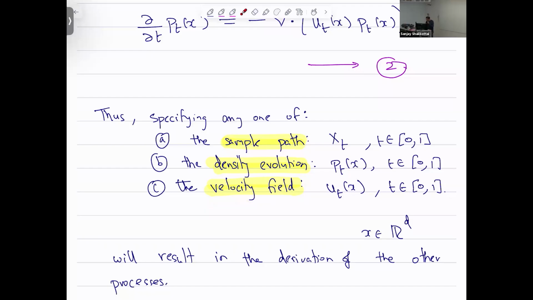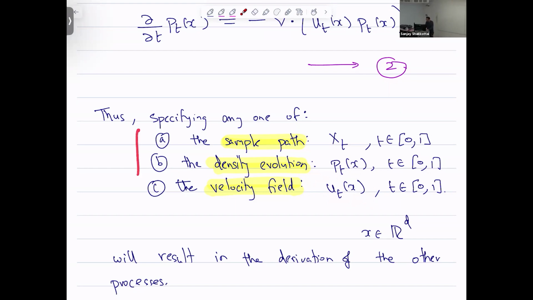You specify essentially an initial condition and specify a field, a time varying field, into which whenever you put something else, it's basically dX_t/dt is u_t(X_t). So you specify u_t, again you transport it.